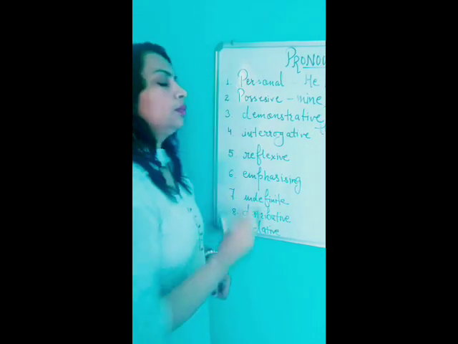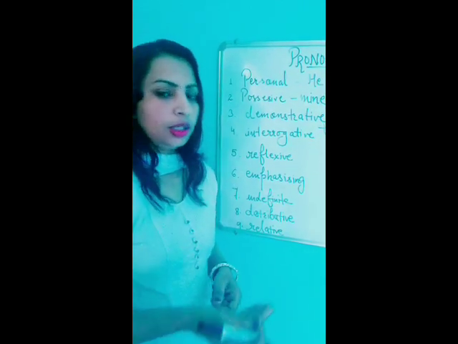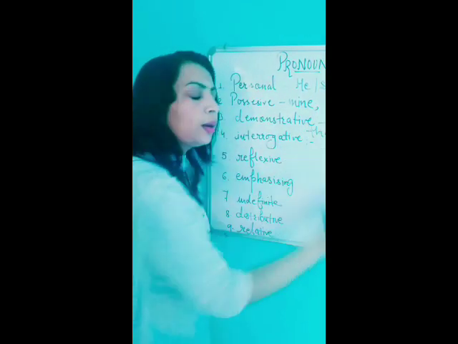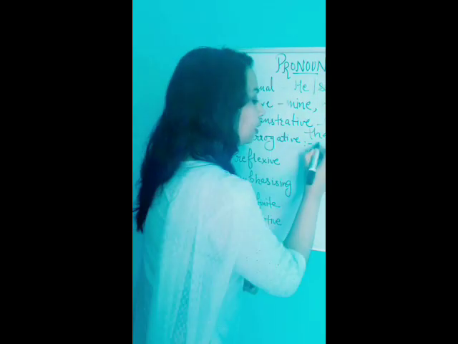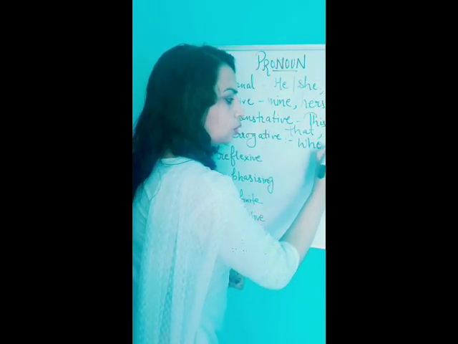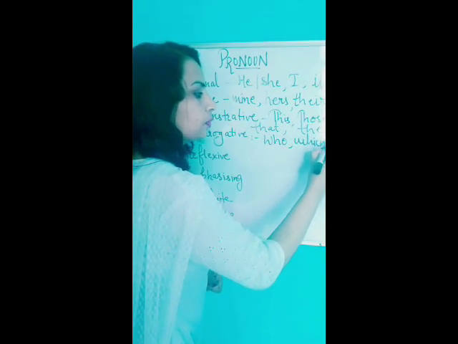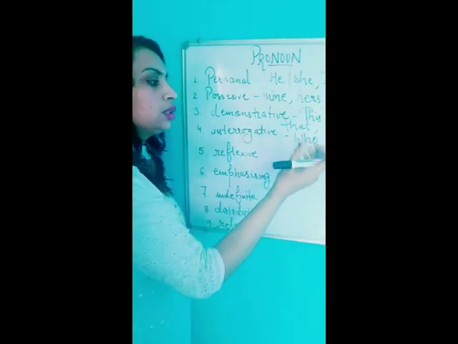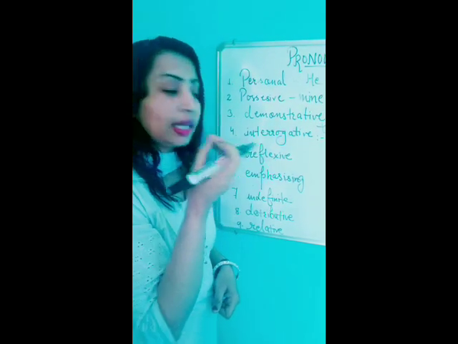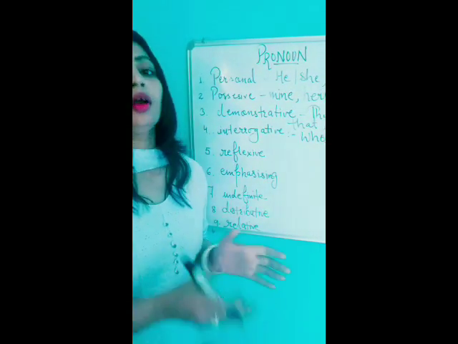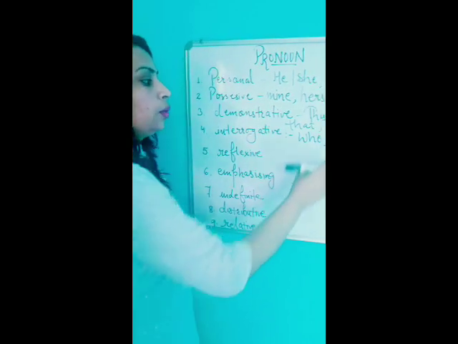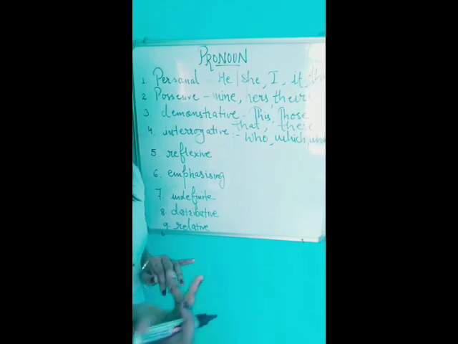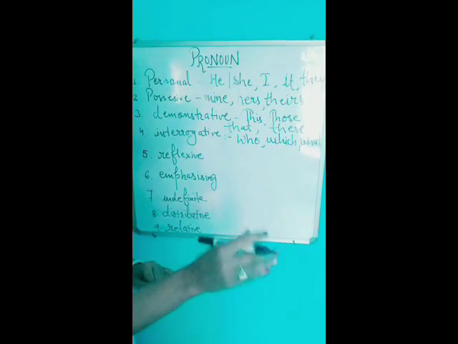Now move to the fourth one, and that is interrogative. Interrogative, you all know, questioning. So which words come under interrogative pronoun? Like who, which, what. These are the words which we use to make questions, but actually we use who mostly for persons, people, which we use both for persons and for things, and what we use for things only.